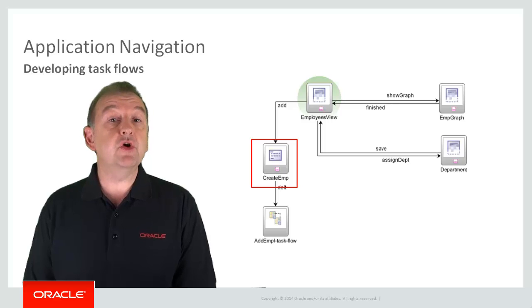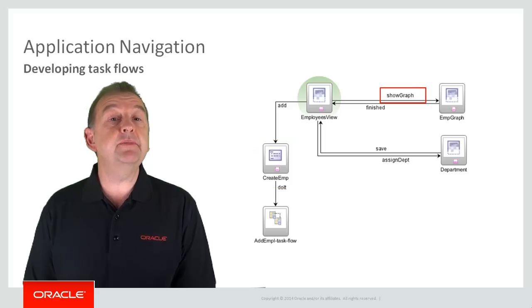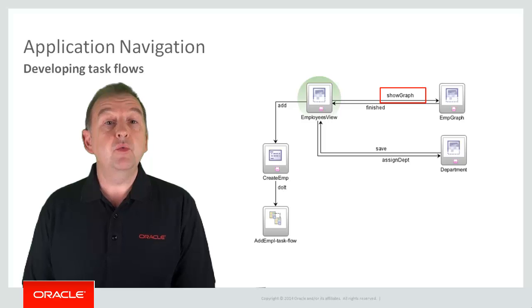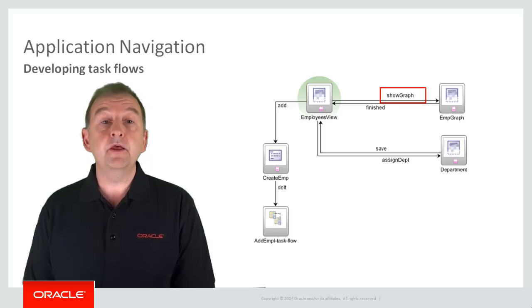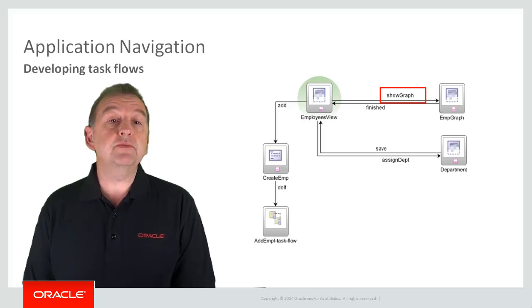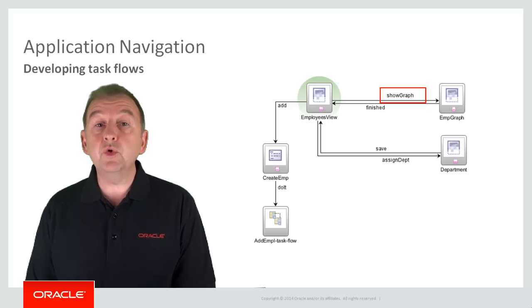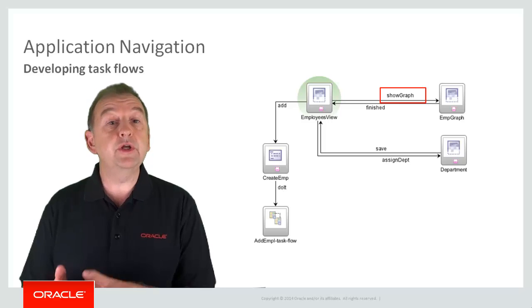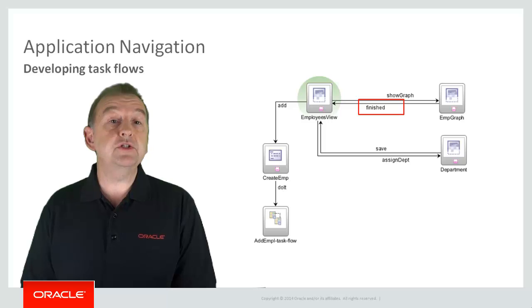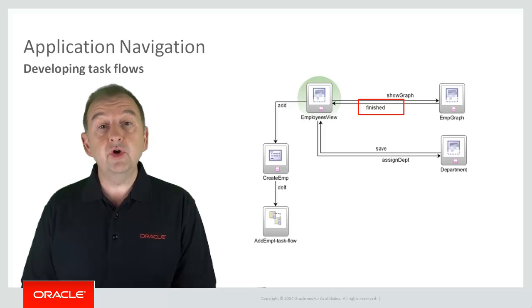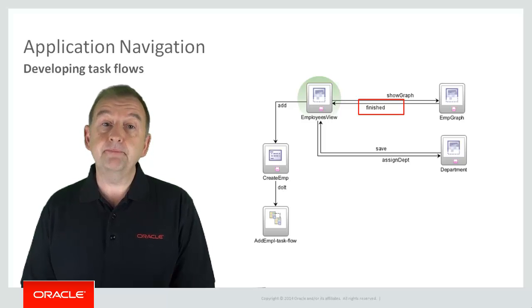The navigation arrows, called control flows, have names, and typically each navigation arrow would be assigned to something like a button on the calling page. So pressing a button hooked up to the show graph control flow will perform the navigation going to the emp graph page. And a button on that page hooked up to the finished control flow would navigate you back again.